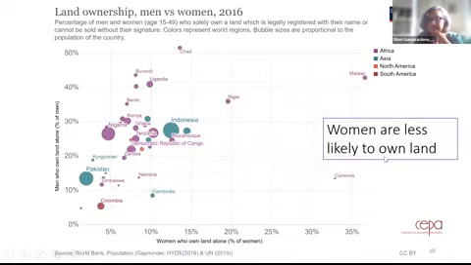Women are less likely to own land. So this is the percentage of men who own land alone, and over here is the percentage of women who own land alone. And this is the 45-degree line. And we see that most countries are situated on this side, where men own more relative to women.